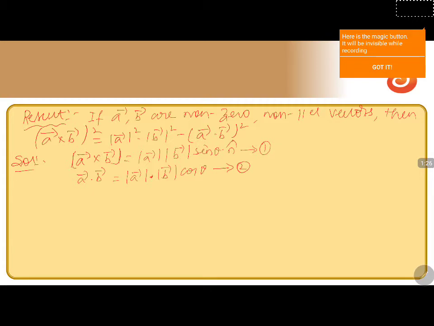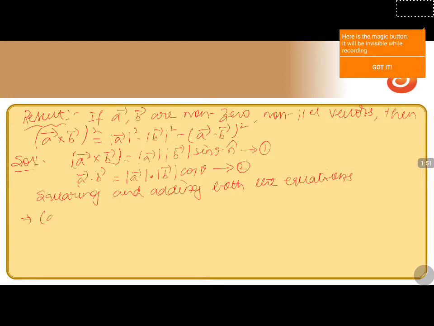Now we'll square and add both the equations. So the next step is squaring and adding both the equations. Now we have to see what happens if we add and square both the equations.